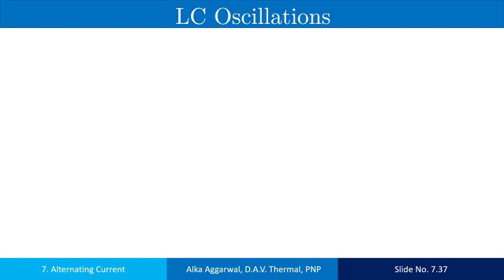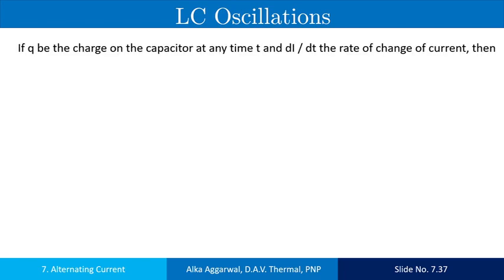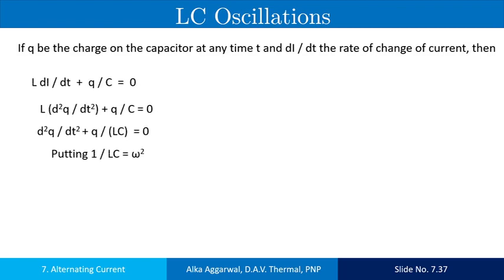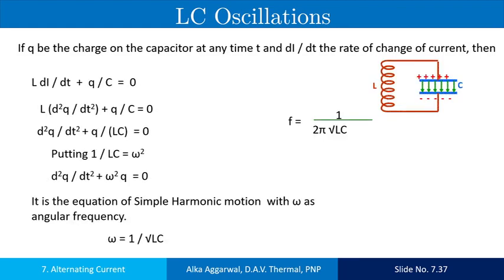Now the next topic, that is LC oscillations. Say we are connecting an inductor with a capacitor. Till now we have discussed the RC circuit, resistance and capacitor, resistance and inductor, and the LCR circuit, but we have not discussed the circuit having the inductor and the capacitor only. Now say this is a circuit in which we have a capacitor and the inductor only.